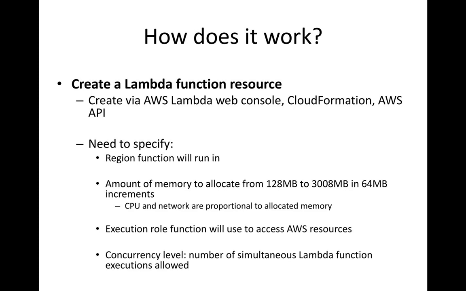Every time you create a Lambda function, you have to create a corresponding execution role for that function, which specifies all the other services that Lambda function needs to be able to connect to. And then finally, with the Lambda function, you define a concurrency level, which means that you can specify the number of simultaneous Lambda function executions that are allowed in your environment. Well, what does that mean?